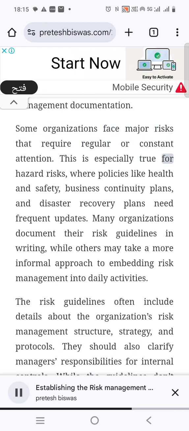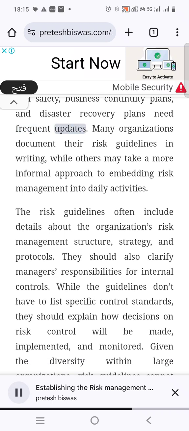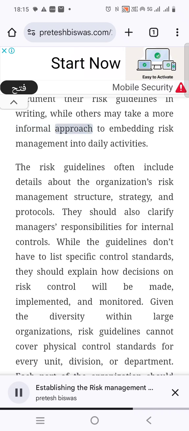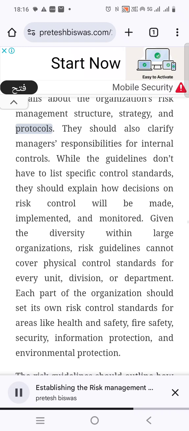This is especially true for hazard risks, where policies like health and safety, business continuity plans, and disaster recovery plans need frequent updates. Many organizations document their risk guidelines in writing, while others may take a more informal approach to embedding risk management into daily activities. The risk guidelines often include details about the organization's risk management structure, strategy, and protocols. They should also clarify managers' responsibilities for internal controls.